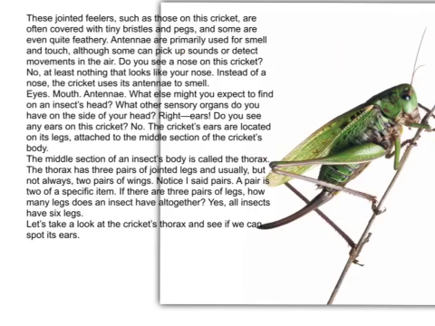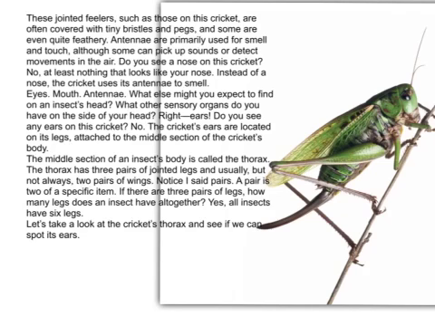These jointed feelers, such as those on this cricket, are often covered with tiny bristles and pegs, and some are even quite feathery. Antennae are primarily used for smell and touch, although some can pick up sounds or detect movements in the air. Do you see a nose on this cricket? No, at least nothing that looks like your nose. Instead of a nose, the cricket uses its antennae to smell.